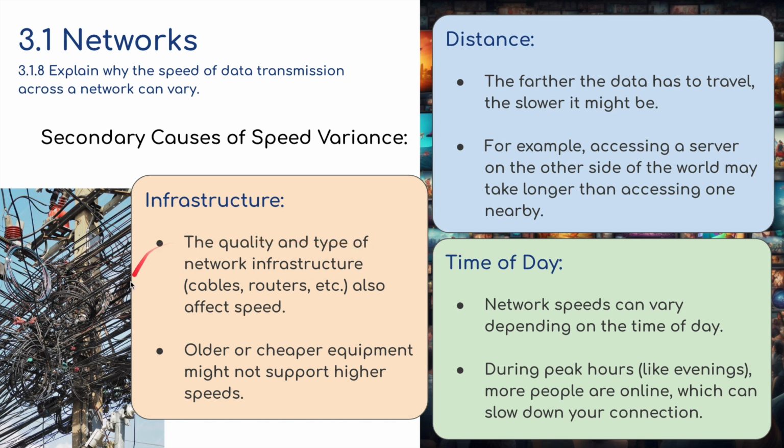We've got infrastructure, see here. Old cabling in place. The quality and type of network infrastructure, i.e. the cables, the routers, etc., also affect the speed. Older or cheaper equipment might not support higher speeds. Distance. The further the data has to travel, the slower it might become. For example, accessing a server on the other side of the world may take longer than accessing one that's nearby. The time of day, I've just mentioned this, network speeds can vary depending on the time of the day, certainly in certain countries on the same time zone. During peak hours, like evenings, more people are online, which can slow down your connection.